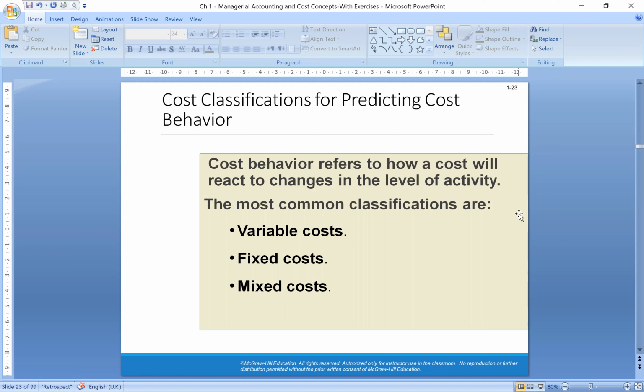We do have three classifications for the cost behavior. The first one is called variable costs. The second one is called fixed costs. And the third one is called mixed cost, which includes both variable and fixed.